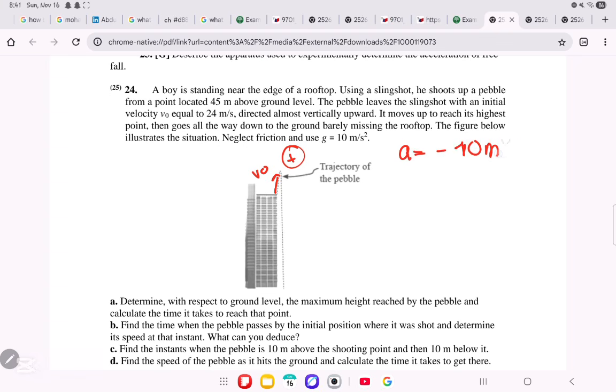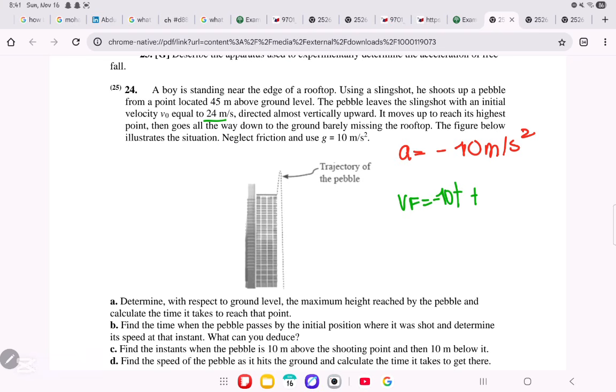Now, v final is going to be equal to what? It's going to be equal to acceleration times time plus v initial. So my v final is equal to my acceleration, which is minus 10, times my time, plus my v initial, which is how much? They gave it to me to be 24 meters per second.